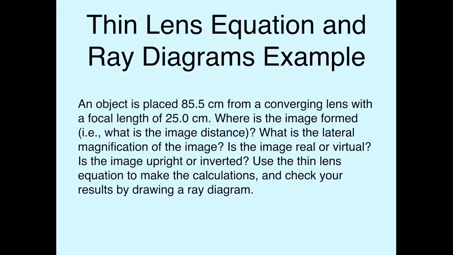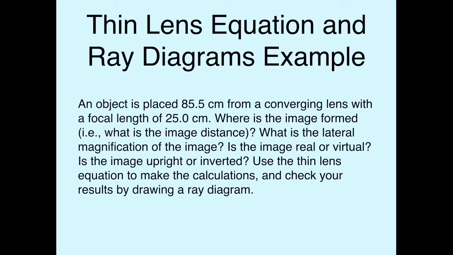All right, so let's do an example. Let's say we have an object which is placed 85.5 centimeters from a converging lens, which has a focal length of 25 centimeters. Where is the image formed? I.e., what is the image distance? What is the lateral magnification of the image? Is the image real or is it virtual? Is the image upright or is it inverted?